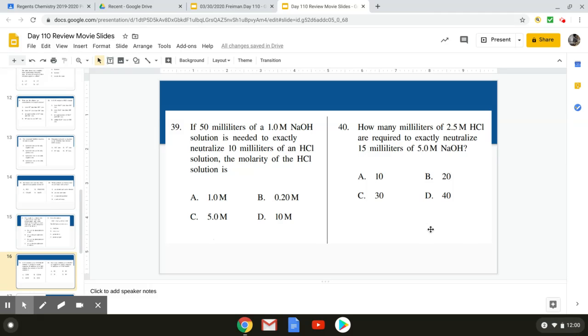Number 40 was also a molarity of the acid times the volume of the acid equals molarity of the base times the volume of the base question. Should be set up 2.5 for the molarity times X equals 5 times 15. Then you solve that algebraically, and you should have gotten 30, choice C.